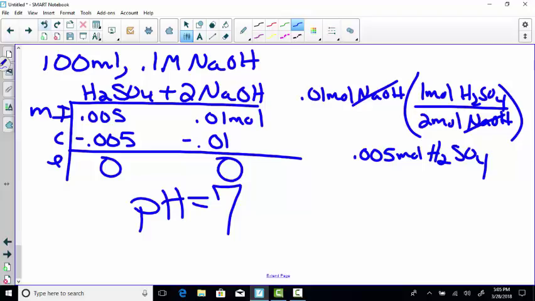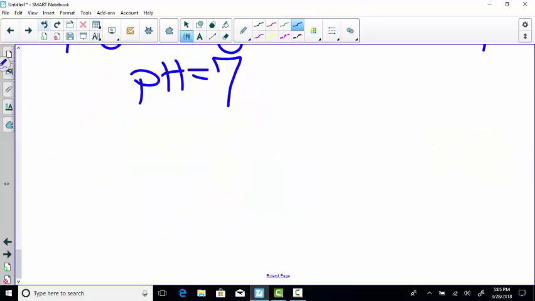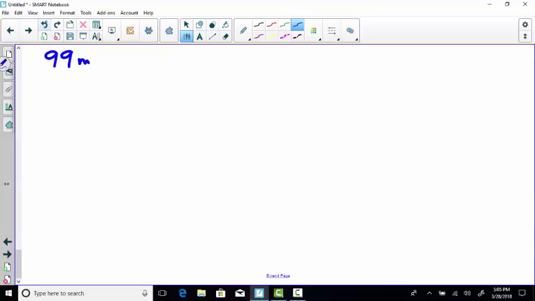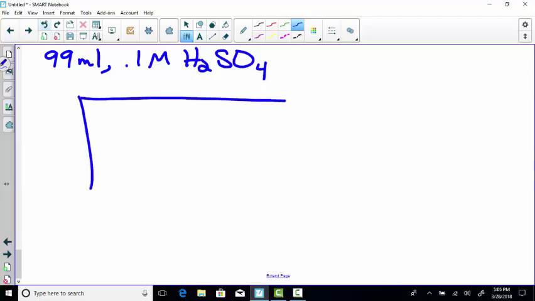So because of that, what we're going to do is back up 1 milliliter. So we're going to go to 99 milliliters of my 0.1 molar NaOH. And we're going to see what happens to the pH at that point. So right before the equivalence point. So, fun ICE chart. H2SO4 plus 2 NaOH.